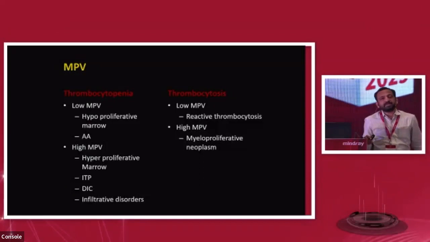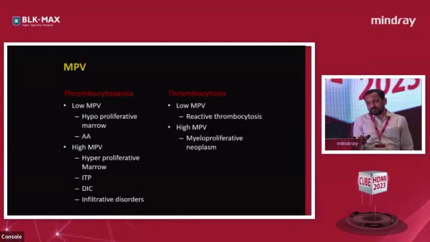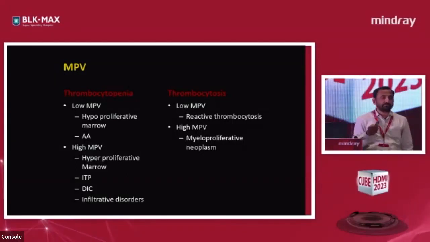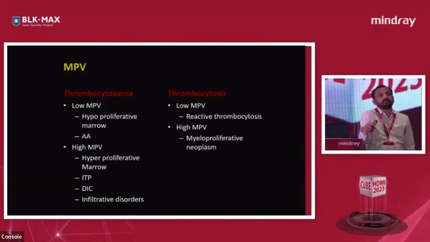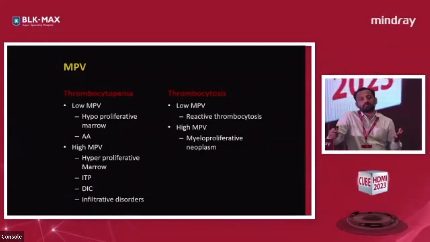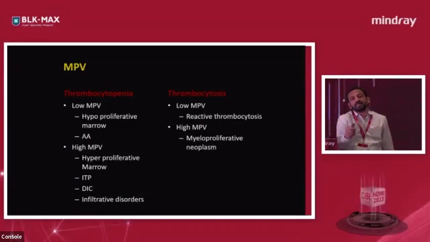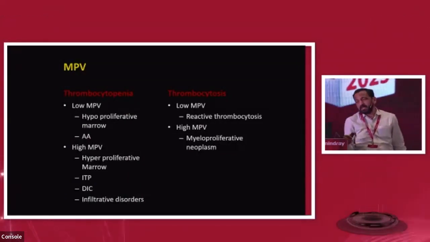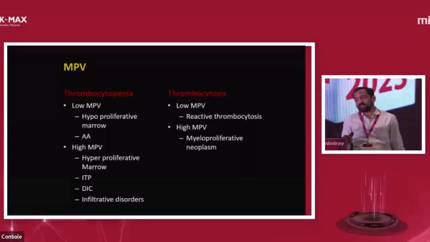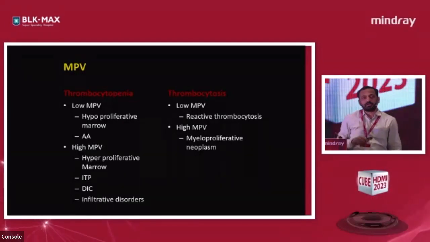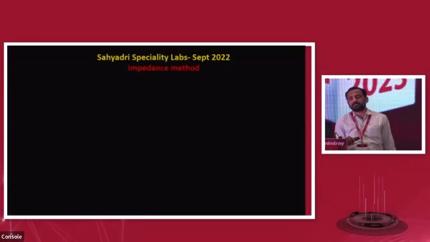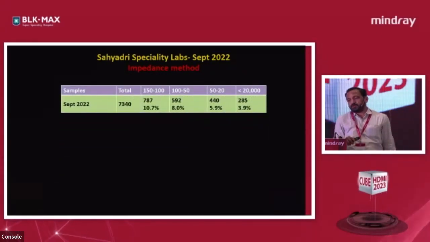So MPV in a case of thrombocytosis, if it is low, then most of the time it is assumed to be a reactive thrombocytosis. But you can get cases wherein the patient has persistent thrombocytosis with a normal or low MPV, which can turn out to be a case of chronic myeloproliferative neoplasm. But invariably, if the MPV is high in a case of thrombocytosis, then you may be dealing with a chronic myeloproliferative neoplasm.